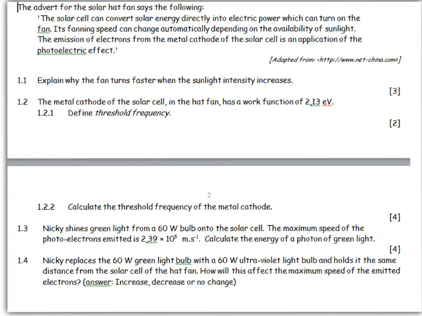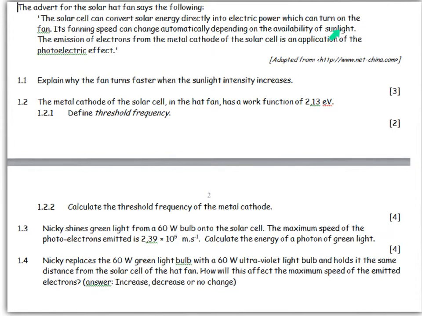An advert for a solar fan hat says the following. The solar cell can convert solar energy directly into electrical power, which can turn on a fan. Its fanning speed can change automatically depending on the availability of sunlight. Availability is a bit of a vague word, but we'll talk about that in a minute. The emission of electrons at the metal cathode of the solar cell is an application of the photoelectric effect.